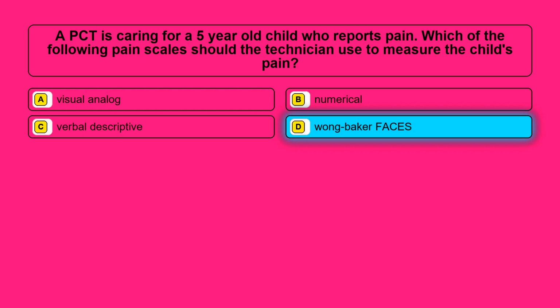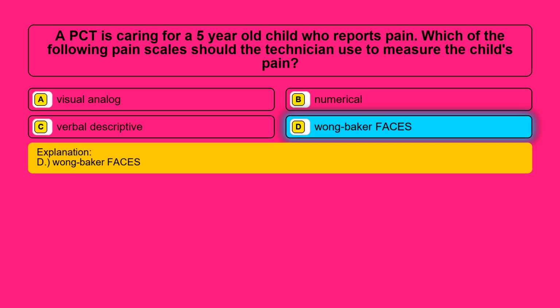The correct answer is option D. Wong-Baker faces. D. Wong-Baker faces.